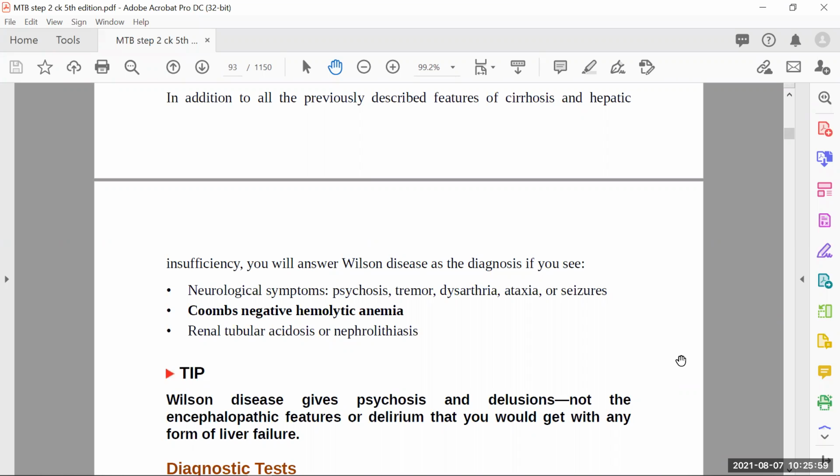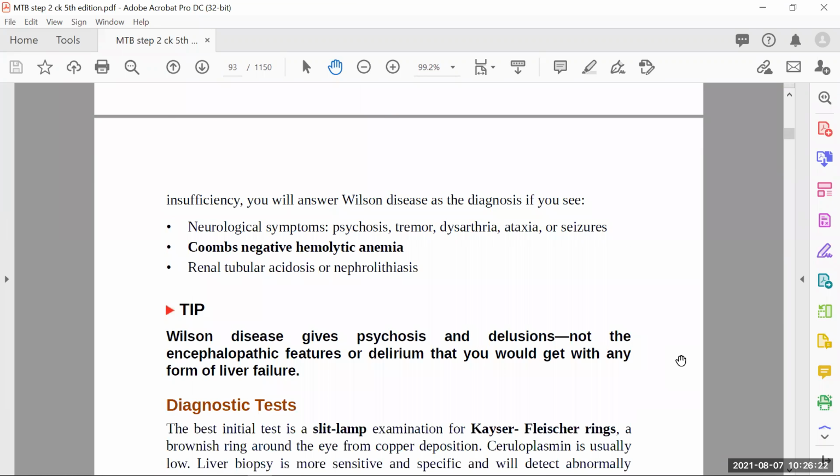But this Kayser-Fleischer ring is very obvious in whoever has this copper metabolism problem, copper deposition. So that is a very clear-cut clue for us. We can, of course, relate it with the symptoms, but if on eye examination you find this brownish deposition just around the cornea in Descemet's membrane, you will say it's a clear case of Wilson disease.